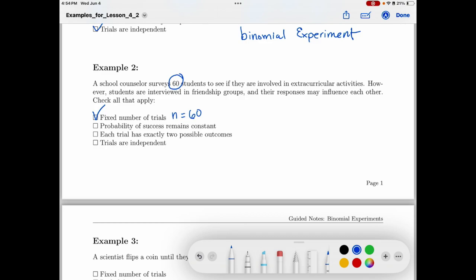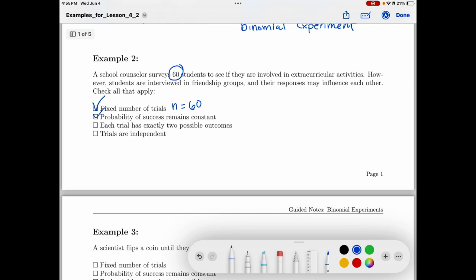The probability of success remains constant. We can assume that there's the same likelihood from person to person. Let's look at the next one. Each trial has exactly 2 possible outcomes. That is very true. Either they're in an extracurricular activity or they are not in an extracurricular activity. So those are the 2 possible outcomes. So yes, that is satisfied.